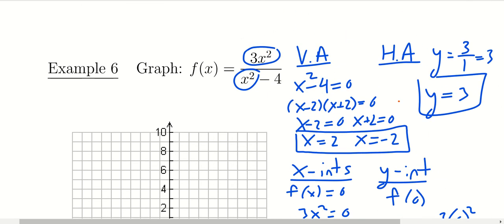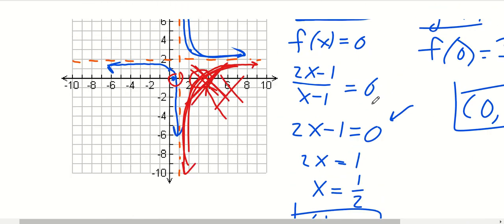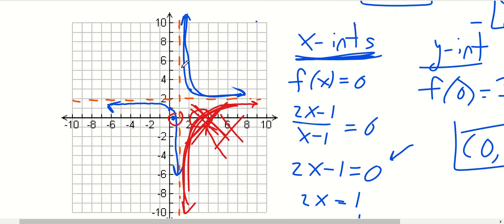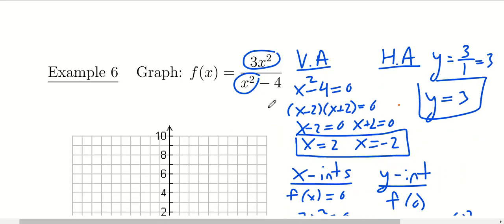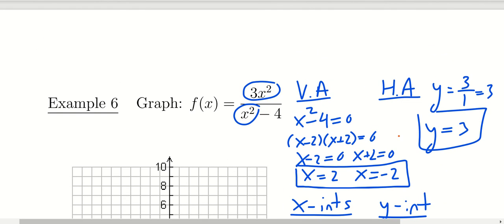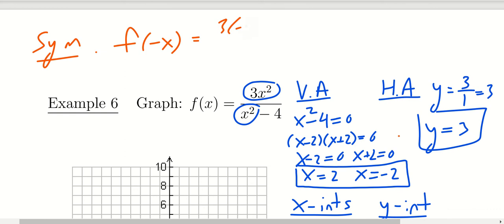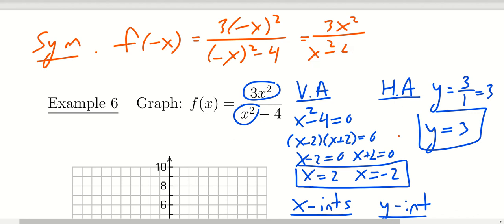If you wanted to go for symmetry, by the way, I didn't do it for the last one. Notice that this graph was neither symmetric with respect to the origin or the y-axis. If you check for this graph, though, this one actually will have symmetry. If you look at f of negative x, this is equal to 3 times negative x squared divided by negative x squared minus 4, which is the same thing as 3x squared divided by x squared minus 4, which was our original function.